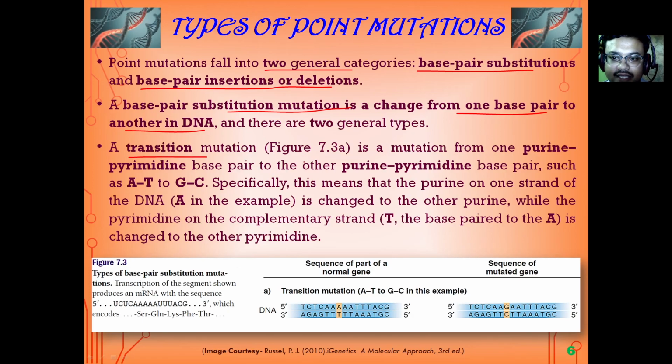In case of the transition mutation, the change takes place from one purine-pyrimidine base pair to another purine-pyrimidine base pair. Like for example, you can see that here AT gets changed into GC, where A and G are both purines and T and C are both pyrimidines.